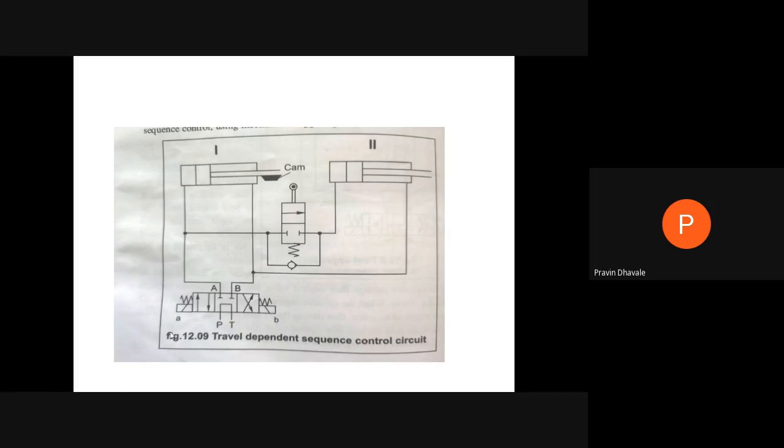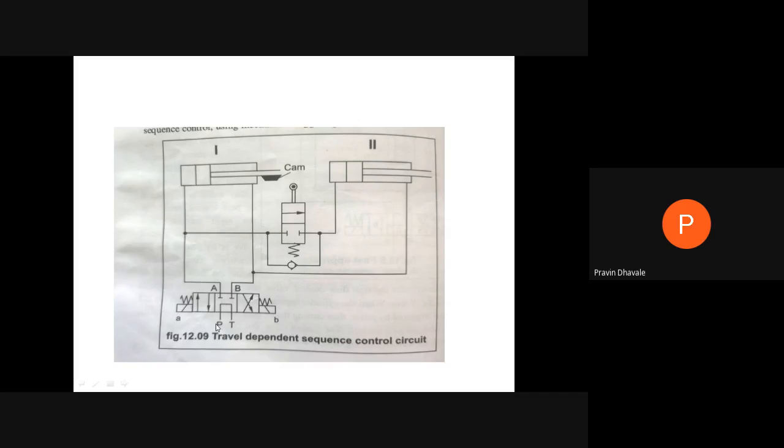Which kind of direction control valve is this? This is a 4x3 direction control valve. 4 ports, 3 positions. First position, this will be the neutral position or off position, and this will be the second position.